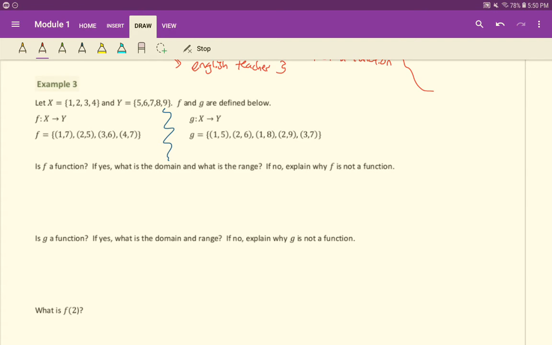So the first question we're asked is, is f a function? We can see here that f takes x as its domain, the inputs, and maps it to y, the outputs, or the range. And we can see the pairings right here in these ordered pairs. So the x element 1 is paired with 7, the 2 gets paired with the 5, the 3 is paired with the 6, and the 4 is paired with the 7.